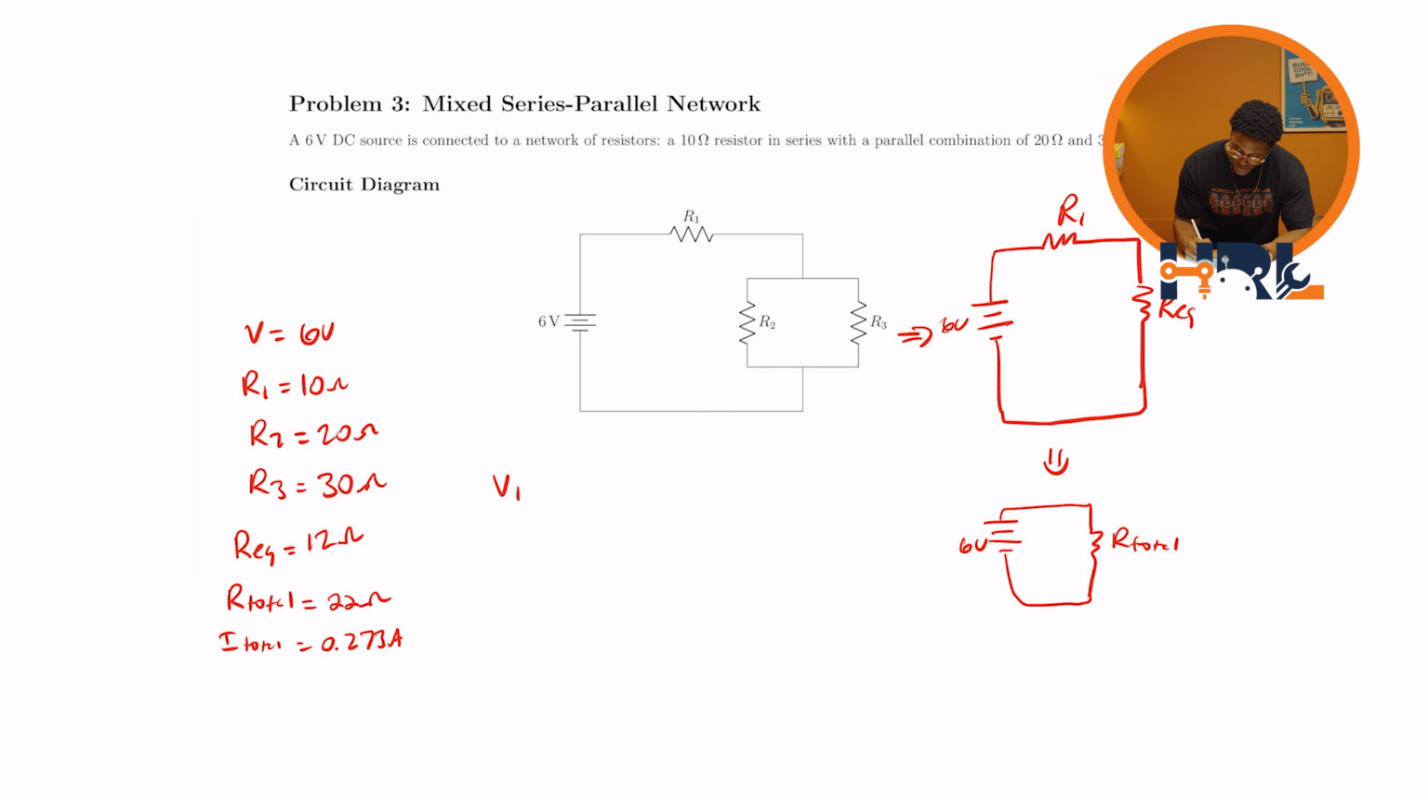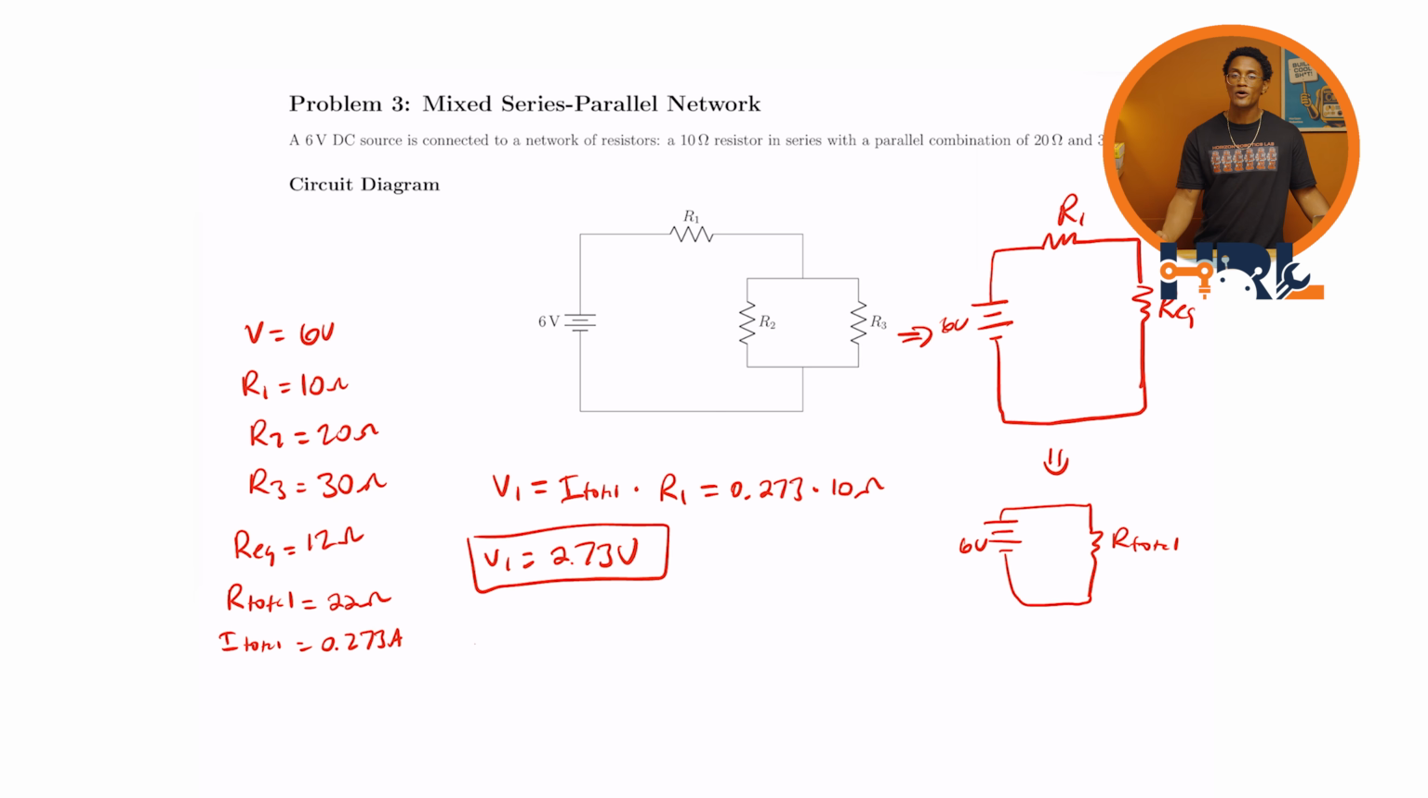Now let's figure out what the voltage drops are through each resistor. Through V1 we have I total times R1, and that is 0.273 times 10 ohms. So V1 is approximately 2.73 volts.